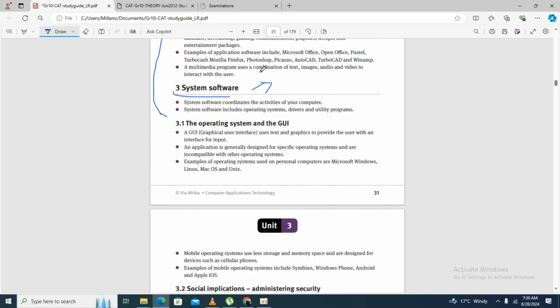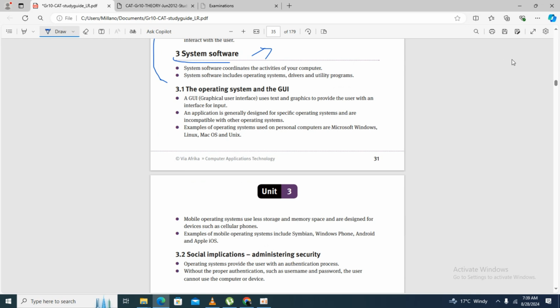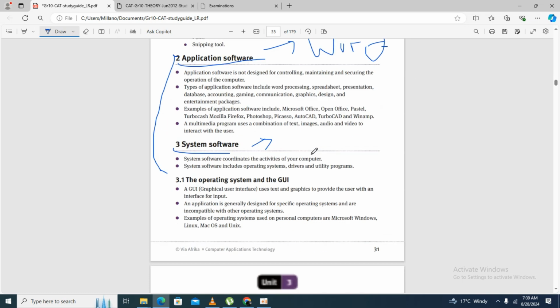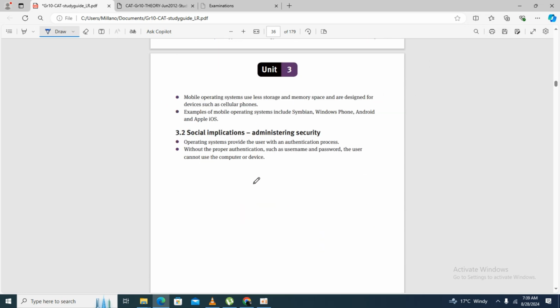Application software, however, is just the normal software that you use on a day-to-day basis. Another example of application software would be WhatsApp, Facebook, and stuff like that.